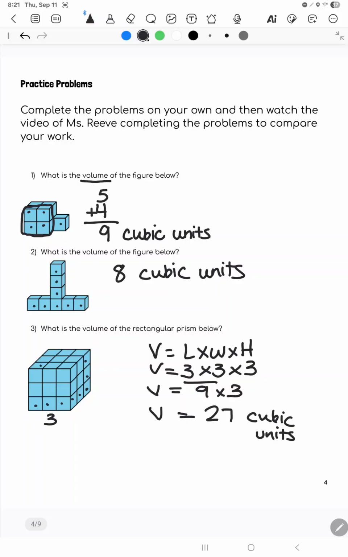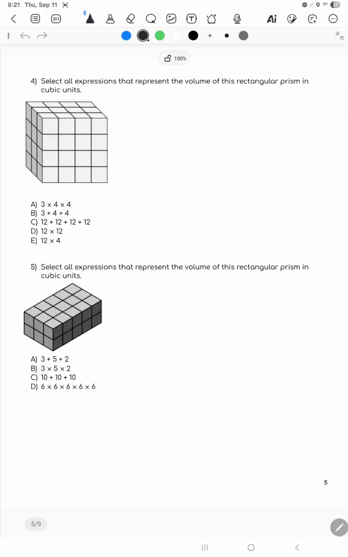All right, let's move on to the next one. I want to read this question carefully. It says select all. Oof. When I was a kiddo, these are the ones that would always mix me up, because select all means there's probably more than one answer, and I want to be super careful. Select all expressions that represent the volume of the rectangular prism in cubic units. Well, it looks like we have some multiplication, some addition. I'm thinking with multiplication, it must be talking about length times width times height.